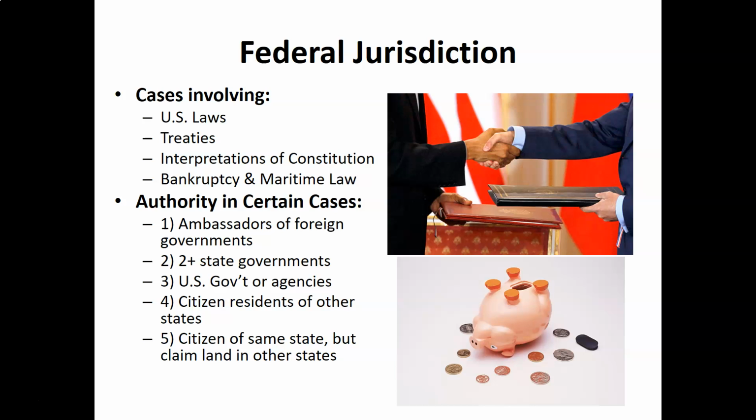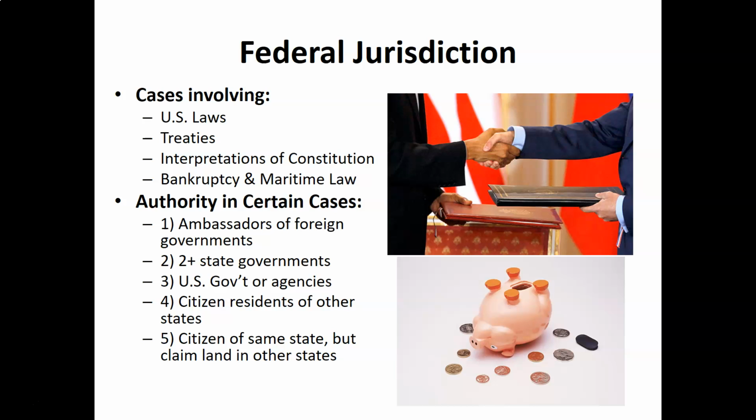All right, so let's first talk about federal jurisdiction, since we're talking mainly about federal courts here. Federal jurisdiction usually deals with cases involving U.S. laws, so federal law, and treaties with other countries, because the federal government is going to be the group that's represented there. Say you're going to look at a court case involving a treaty between the United States and Canada, that's federal jurisdiction. And then anything dealing with interpretations of the Constitution, that's mainly when you look at the Supreme Court, and then anything dealing with bankruptcy and maritime law.